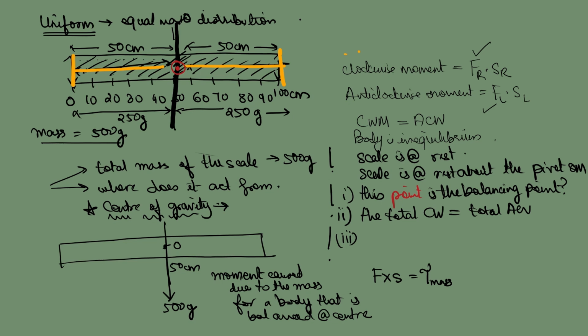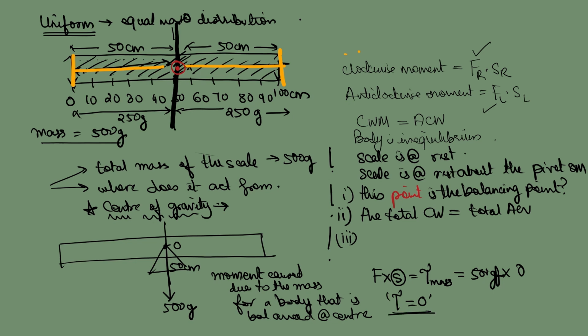Simply due to the weight of the body itself, what will be the torque that will be experienced? It will be the force, that is 500 GF, into the perpendicular distance of this force from the pivot. What is the perpendicular distance of this force from the pivot? Zero. So what will be the moment caused when the body is balanced at its center of gravity? The torque experienced by the body will be equal to zero.